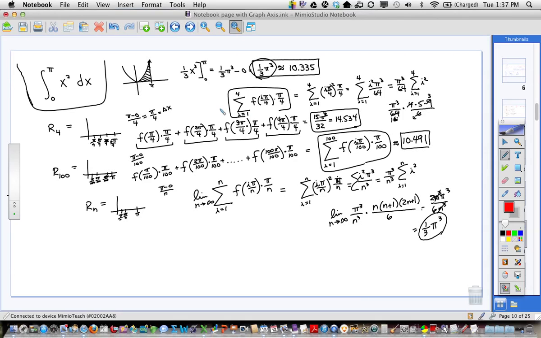So looking at each piece, you can see how this gives you the exact area. Okay? It's taking rectangle areas, height times width, to give you each rectangle area. The sigma adds up all the rectangle areas, and the limit means you're going to add up an infinite number of rectangle areas. And when you add up an infinite number of rectangle areas, you get the exact area.